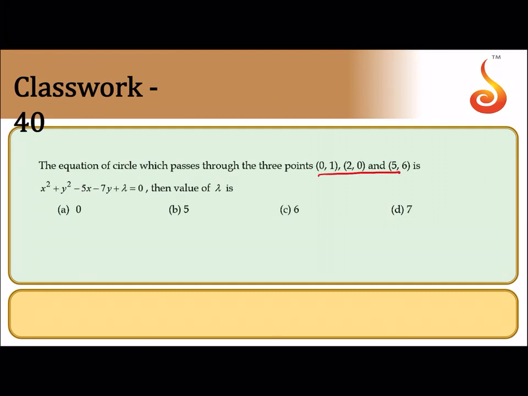So equation of circle which passes through 3 points. Best is that inspection. If you substitute these 3 points, you get the 3 equations you have to solve and get the value of lambda. So if you substitute 1, 0, it becomes 1. After that minus 7 plus lambda is equal to 0. So lambda is equal to 6 satisfies. A simple question.